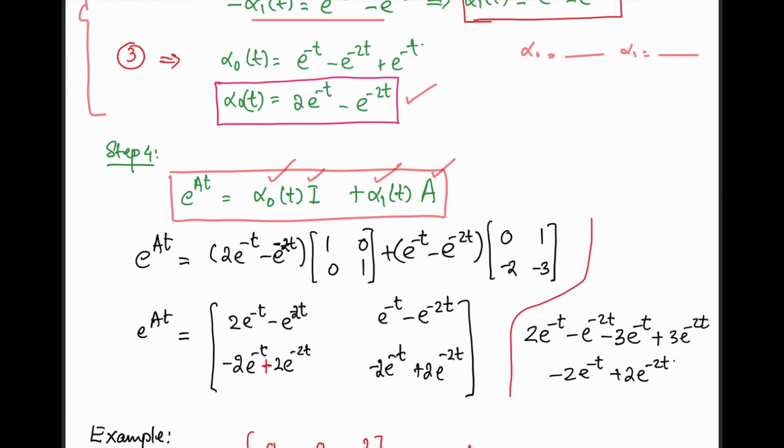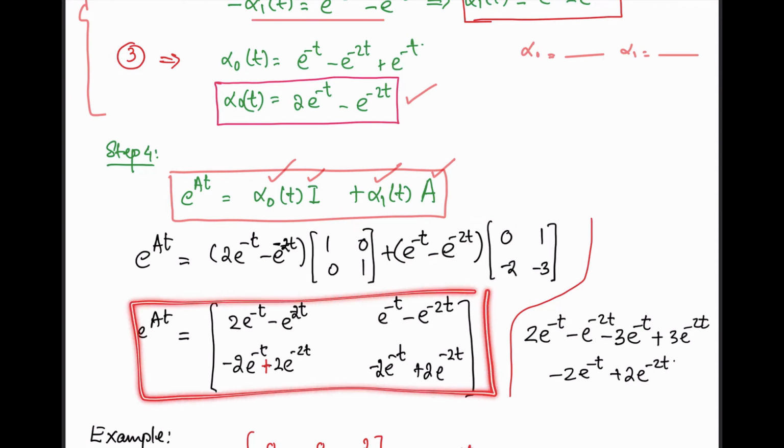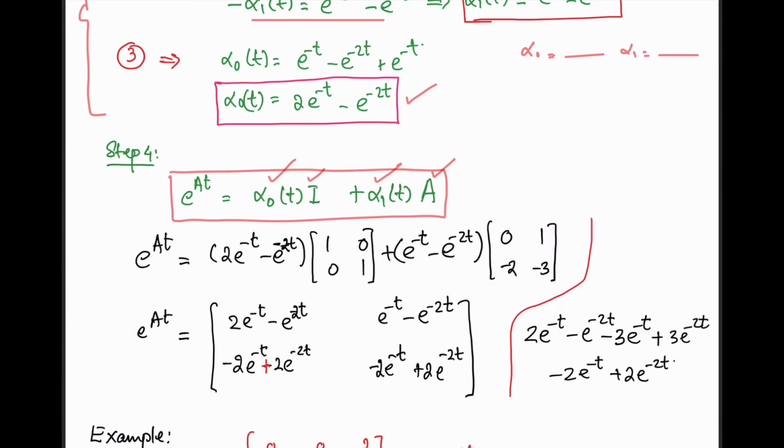So just plug in the values. This is alpha naught and this is alpha 1, identity matrix, state matrix. So solving it, you are going to get this as the state transition matrix. So the state transition matrix is obtained from the Cayley-Hamilton method.